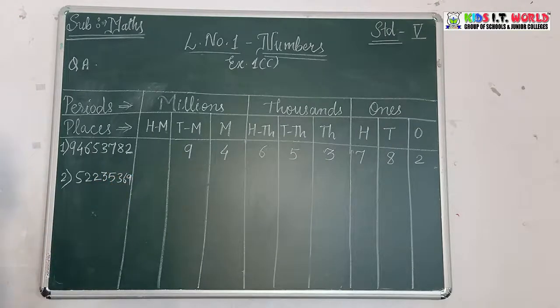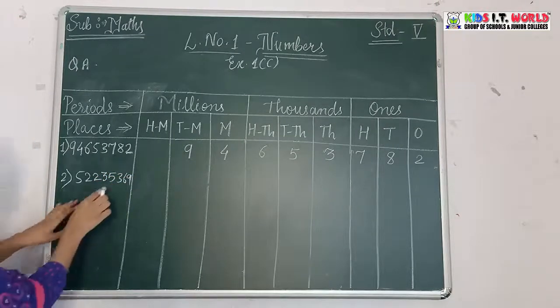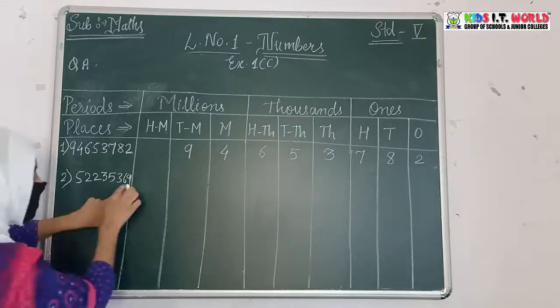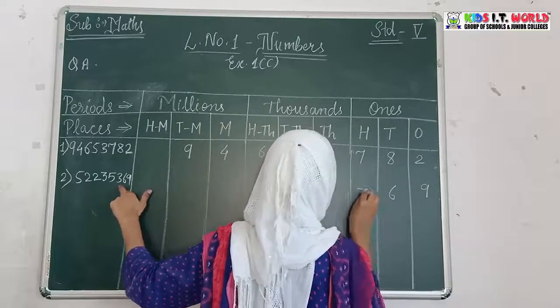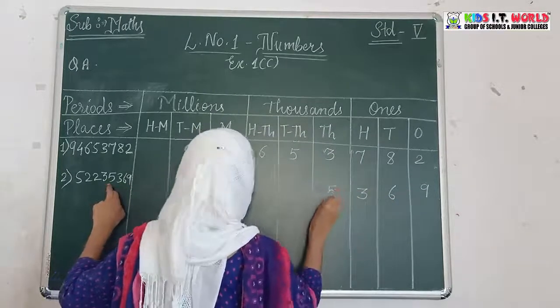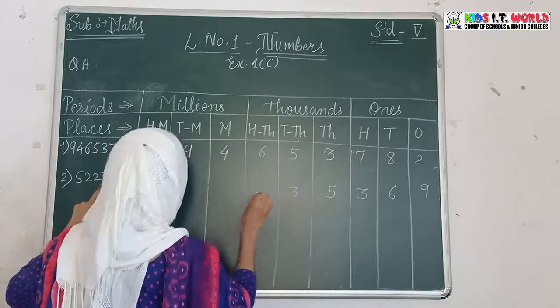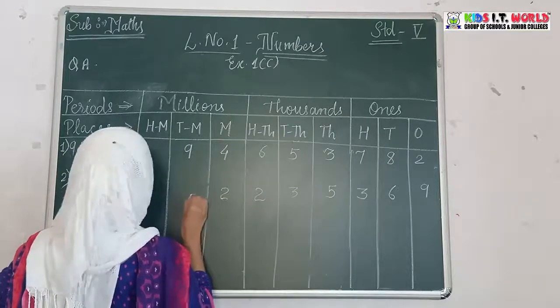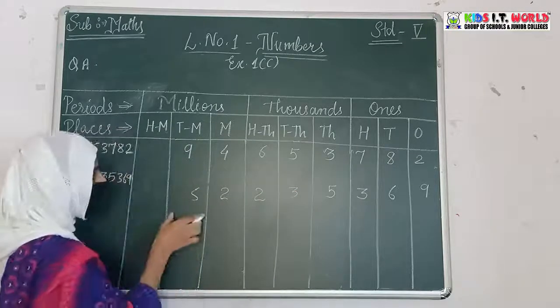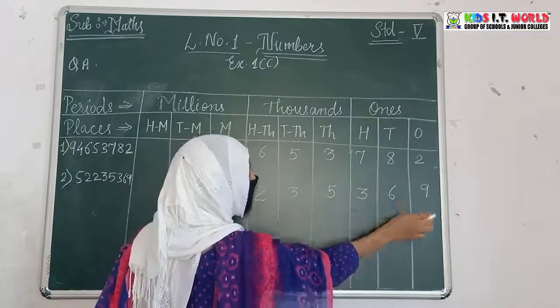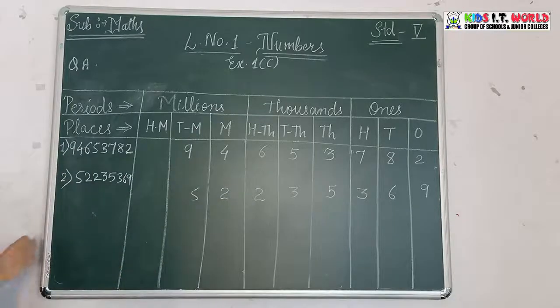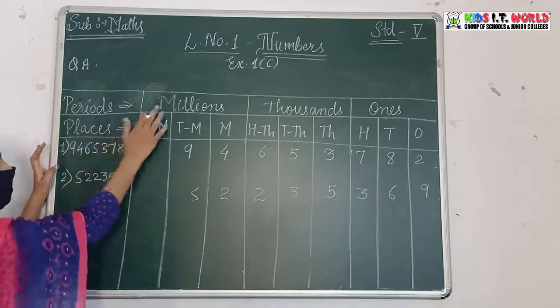Now put this value in the international place value chart again. Start writing from the extreme right position. So on the ones it will be 9, then 6, then 3, 5, 3, 2, 2, 5. So how will you read it? 52,235,369. In this way you have to put the values in the international place value chart. In this way you have to make a chart, make the periods and places columns properly.